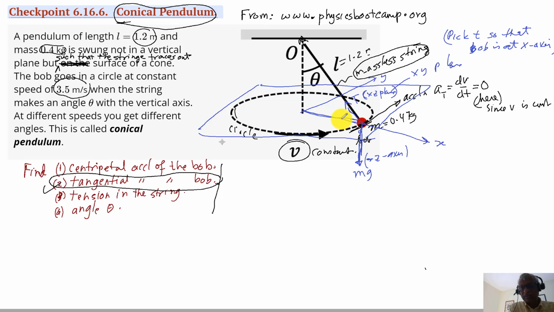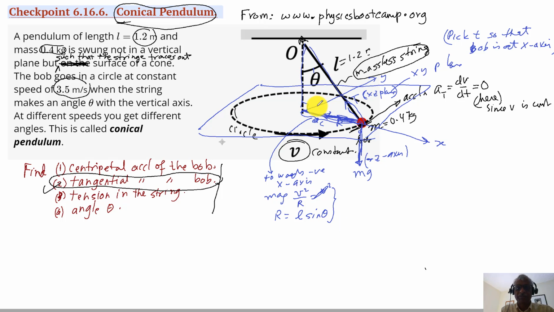Now centripetal acceleration is pointed towards the center, because the circle is in xy, so towards the negative x-axis, and the magnitude is v squared over the radius of the circle. In this right angle triangle, r is L sine theta, the opposite side of this angle. So these are two forces, and together they cause acceleration in that direction.